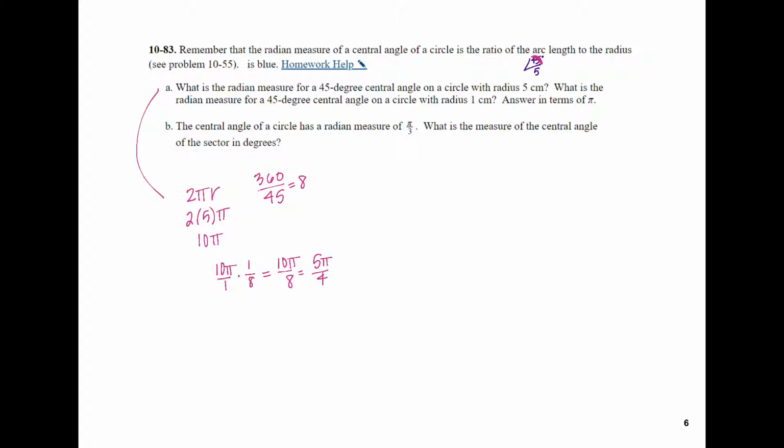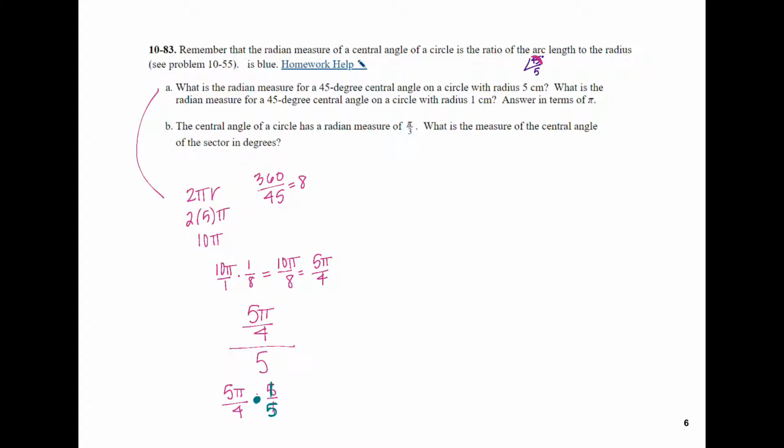And then remember, we want to set up a ratio. So 5 pi over 4 is the arc length. And then we want a ratio with our radius, which is 5. So if I write this a little differently, 5 pi over 4 divided by 5 over 1, I know that I need to change my sign to multiplication and flip the location of my 5 and my 1.